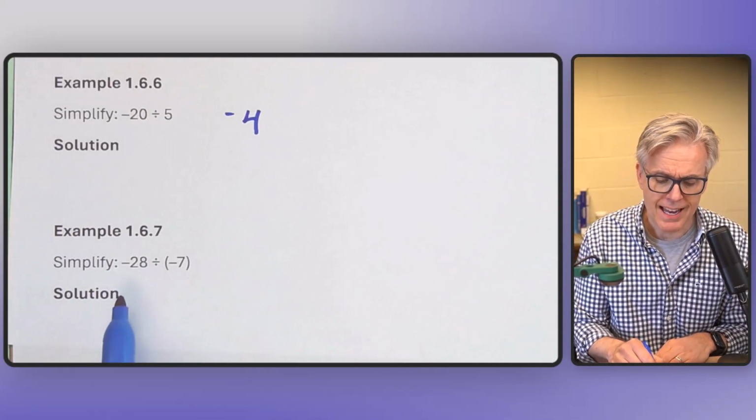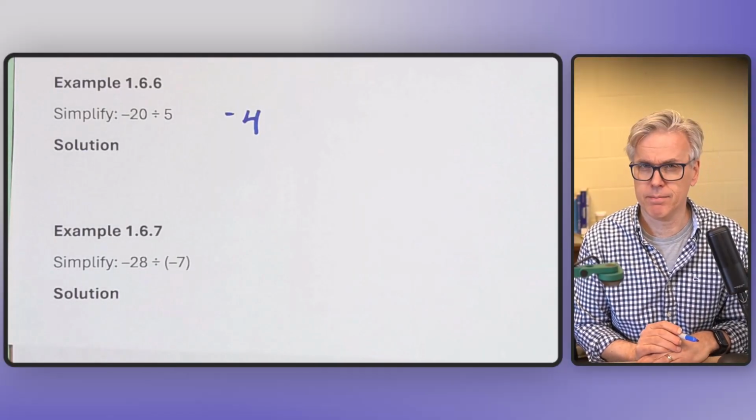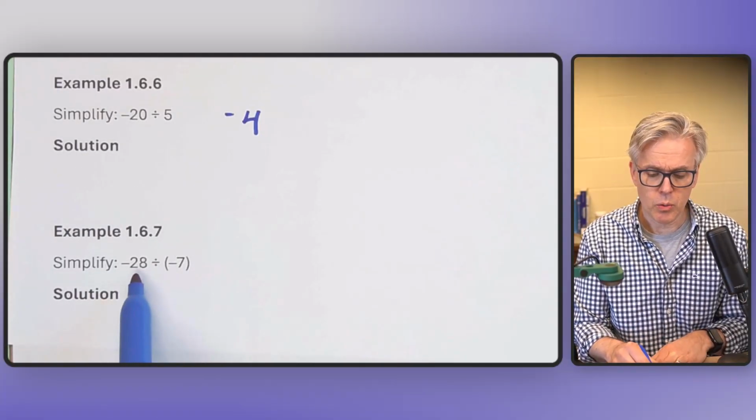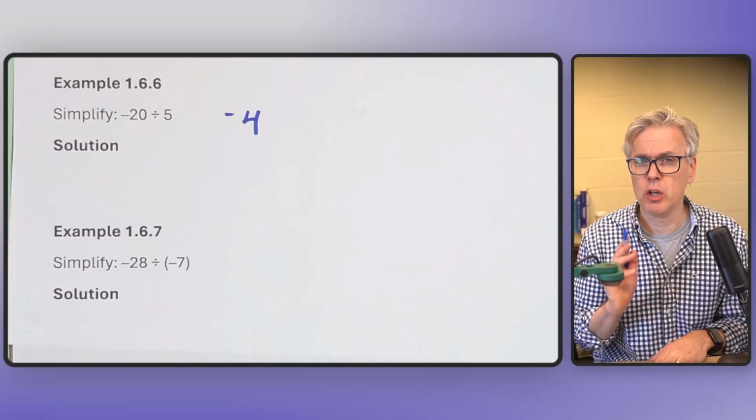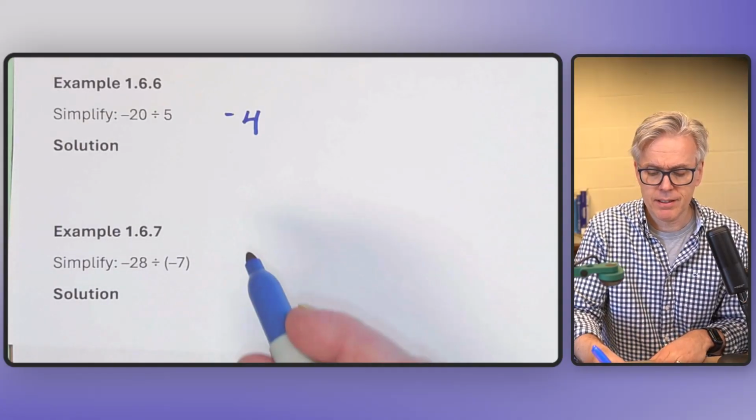Okay, next example, a -28 divided by -7. And so we have an even number of negatives, so I know the answer is going to be positive, so 28 over 7 is 4.